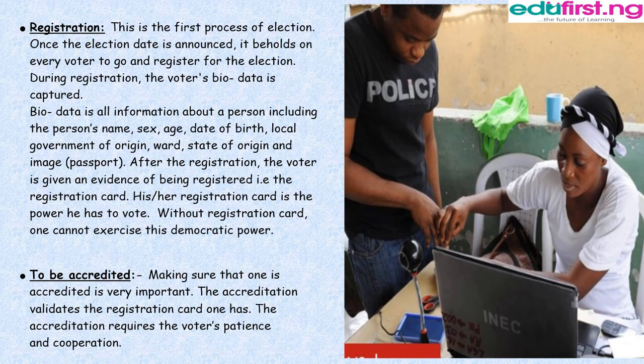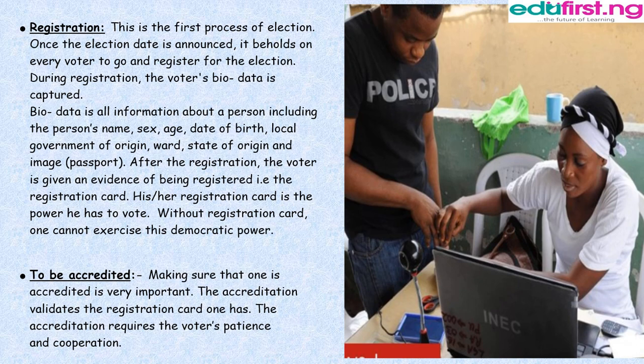After the registration, the voter is given evidence of having been registered. For example, is given the registration card. His or her registration card is the power he has to vote. Without the registration card, no one can exercise this democratic power.